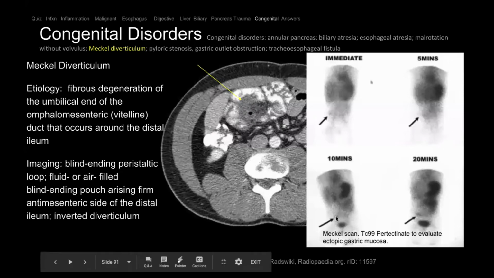And a portion of it, like 50%, can have gastric mucosa in it that causes bleeding, and that can be diagnosed with a Meckel scan. And you can see there's this increased focal uptake that increases over time. So that's consistent with the Meckel's diverticulum.